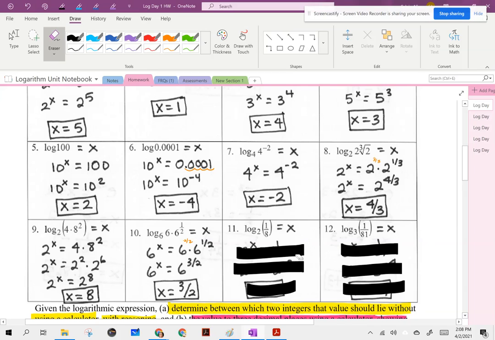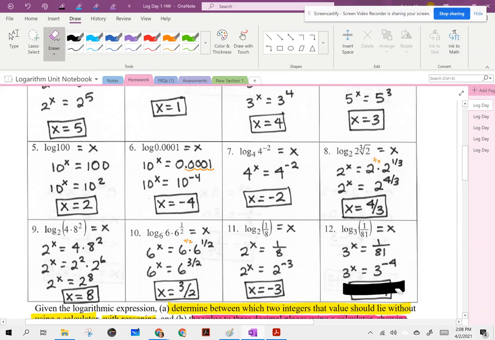All right, 2 to the power of x is equal to 1/8. We should recognize we can make that 8 as 2 cubed, but a negative. And then we get x is equal to negative 3. And then 3 to the x is equal to 1 over 81. 81 is 3 to the 4th. It's a fraction, so it's going to be negative. And so we get negative 4.